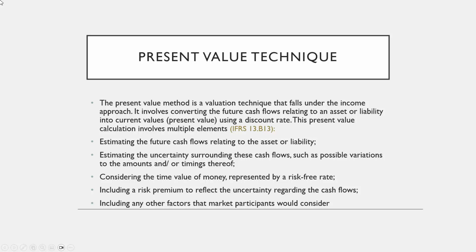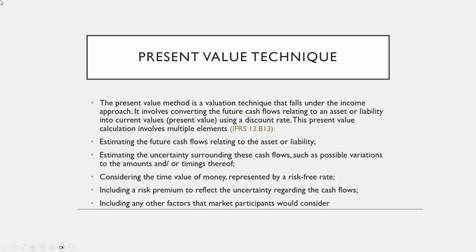Sometimes you have to include a risk premium if your company is riskier than the company's rate you are using, so you'd have to discount it at a risk premium. You would know this from the CAPM in financial management, whereby you would add that risk premium to your risk-free rate, and then any other factors that market participants would consider is something you'd include.